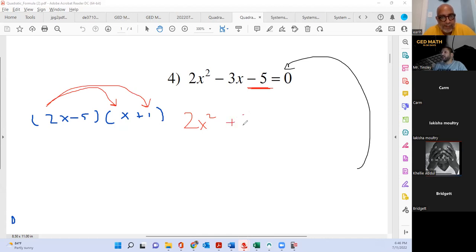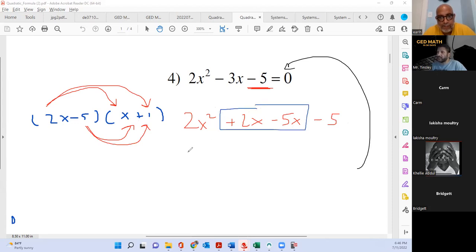2x. Minus 5 times x is what? Minus 5x. And then minus 5 times 1 is, of course, negative 5. You should notice right away we have like terms. So I'm going to bring down my 2x squared, and I'm going to bring down my minus 5.